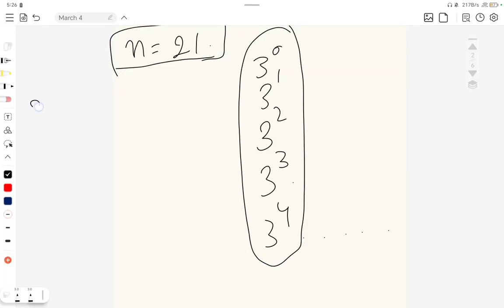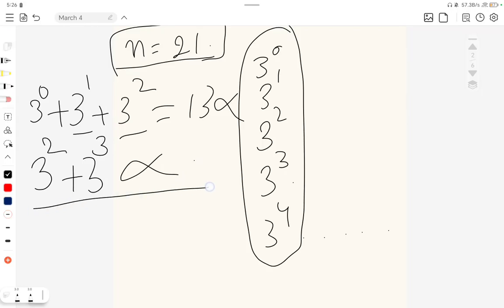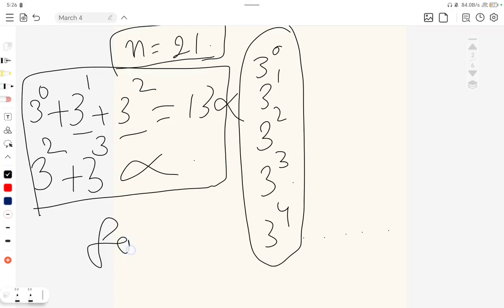Let's try 3 power 0 plus 3 power 1 plus 3 square. 3 square is 9, plus 3 is 12, plus 1 is 13, which is not 21. Let's try another case: 3 square 9 plus 3 cube, which is 27. It is not possible. Here we see that it is not possible to find the sum of distinct powers, so we return false.